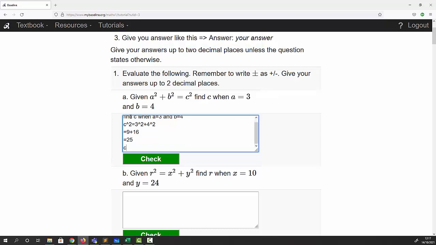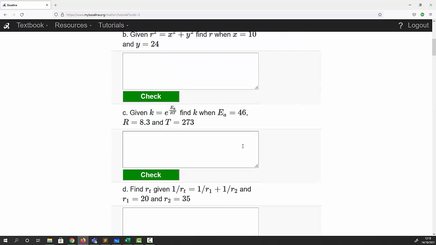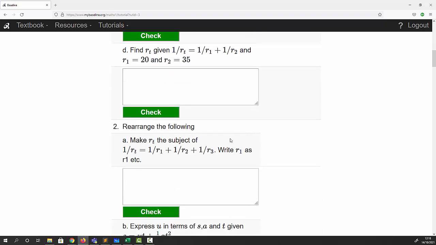So C equals plus or minus 5, and then you need a final answer, and I tend to put a colon, C equals plus or minus 5. Okay, that's how you would answer that question. Okay, and the other questions are going to be similar. So you're actually calculating a numerical value at the end for question 1, yeah, for all of those, and question 2.